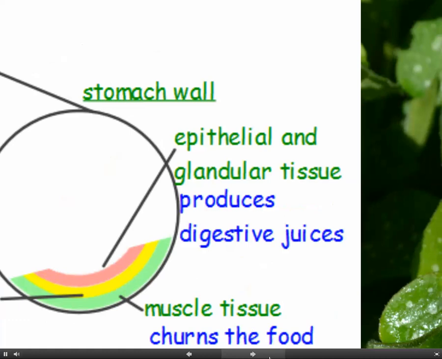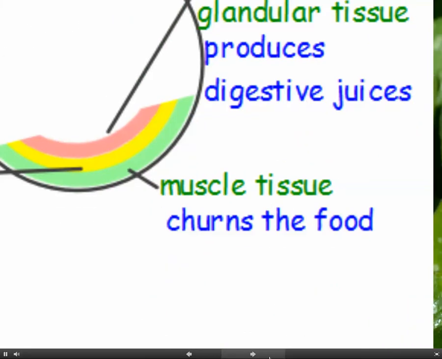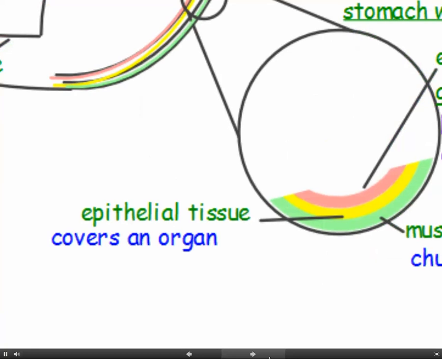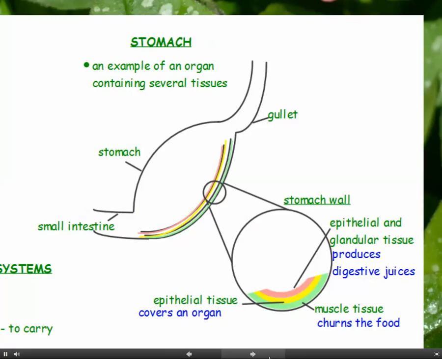The innermost layer is epithelial and glandular tissue. The glandular tissue produces the digestive juices. The layer of muscle tissue contracts to churn the food and mix it up and help to break it down further. And there's a layer of epithelial tissue. Epithelial tissue is a covering tissue. It covers organs.